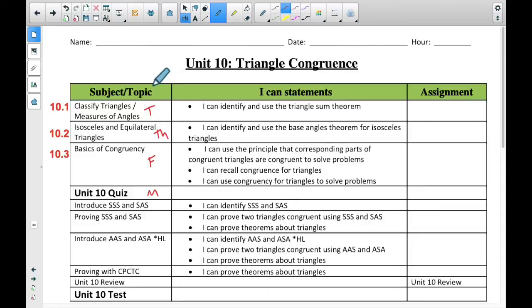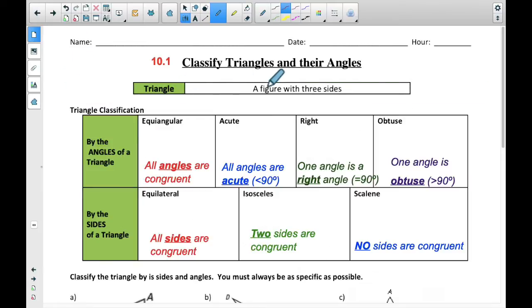Hi everybody, this is the first video in Unit 10. Unit 10 is going to talk about triangle congruence. So we're going to start off talking about classifying triangles, different kinds of triangles. So let's get started on 10.1.